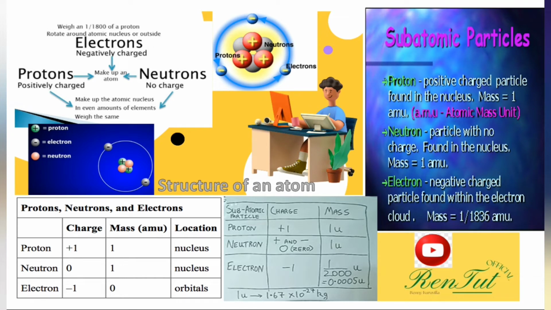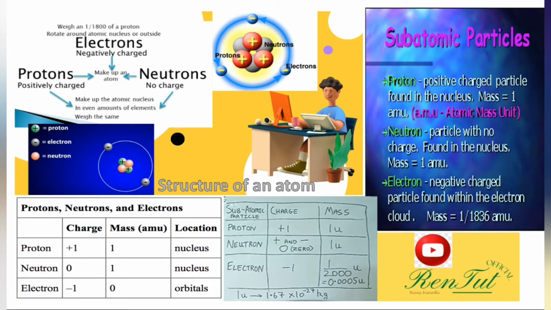Now we will be seeing what the subatomic particles are. As I told you earlier, there are three subatomic particles in the atom. Primarily one is the proton, the positively charged particle, and it has a mass of 1, that is positive 1. It is situated in the nucleus, and AMU is the atomic mass unit. For simplicity's sake, we have taken AMU.